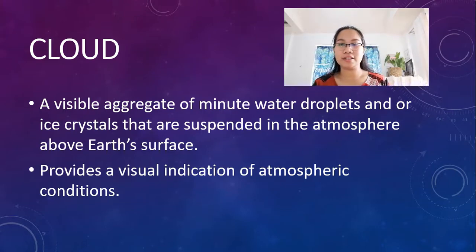A cloud is a visible aggregate of minute water droplets and/or ice crystals that are suspended in the atmosphere above the Earth's surface. It also provides a visual indication for meteorologists about atmospheric conditions. So different types of clouds will tell us different types of atmospheric conditions.